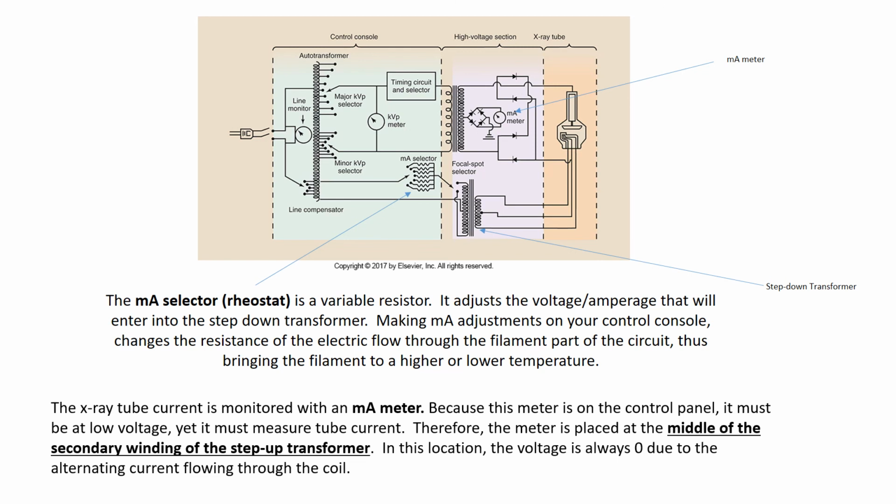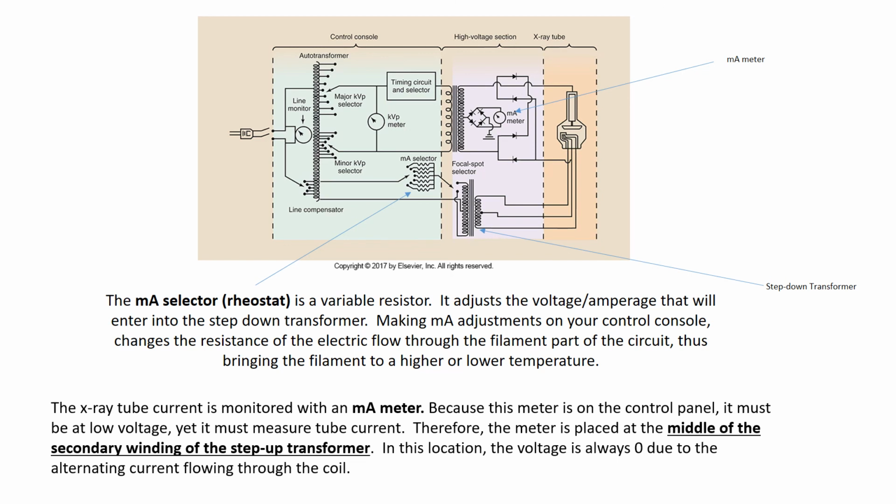We've got to make sure, because that meter is on the control console, that it is low voltage. But you're saying, well, wait a minute, it's in the high voltage section. But the position of where it is connected becomes very significant. If we read what it says here, because the meter is on the control panel, it must be at low voltage, yet it must measure tube current, the number of electrons flowing from the cathode to the anode. Therefore, the meter is placed at the middle of the secondary winding of the step-up transformer.